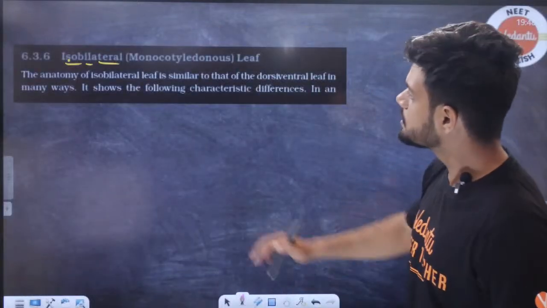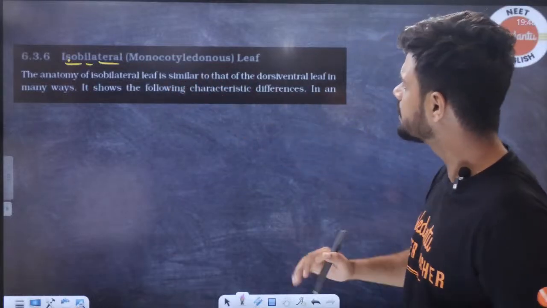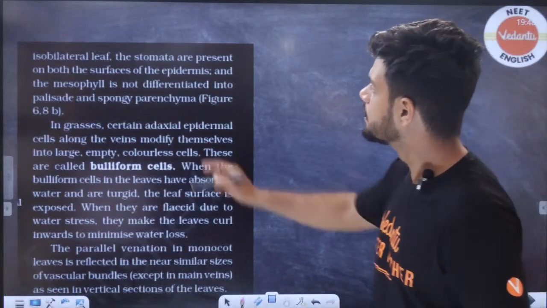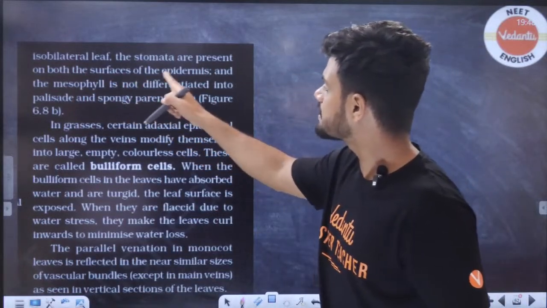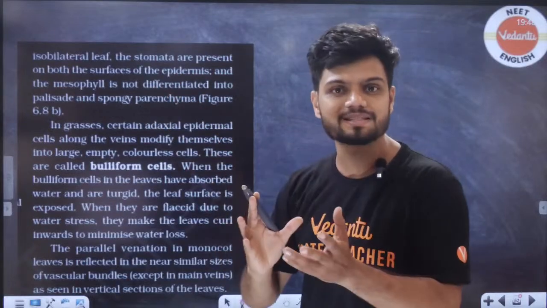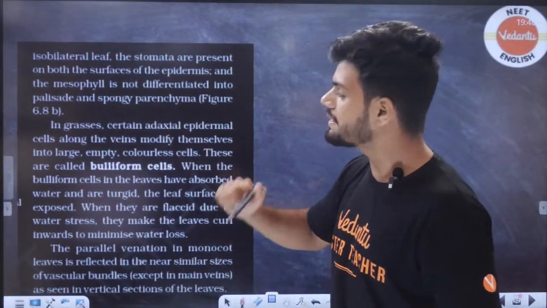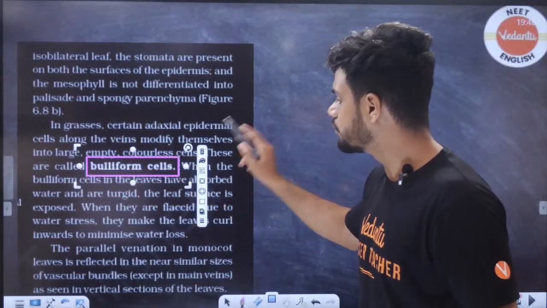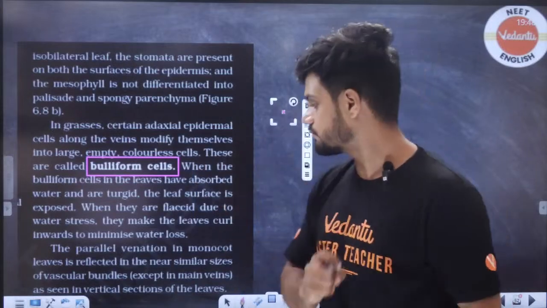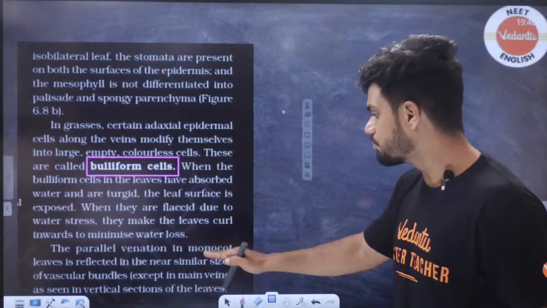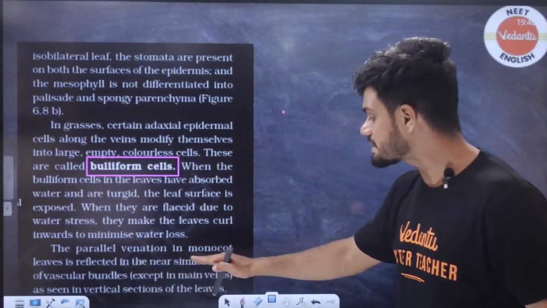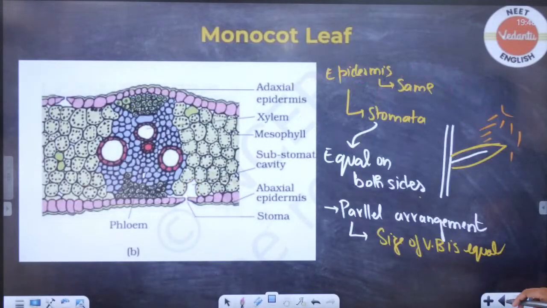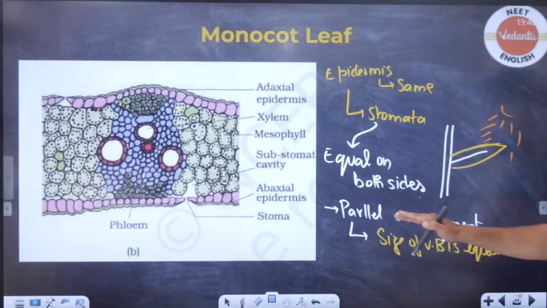See, isobilateral is similar to dorsiventral, but there are small changes. What are the small changes? Stomata is present on both surfaces of the epidermis, equally. There is no differentiation between palisade and spongy. There are large, empty, colorless cells called bulliform cells which can hold water. Parallel venation in monocot leaves is reflected in the near similar size of the vascular bundles. I told you, the size of the vascular bundle is equal because of parallel arrangement.